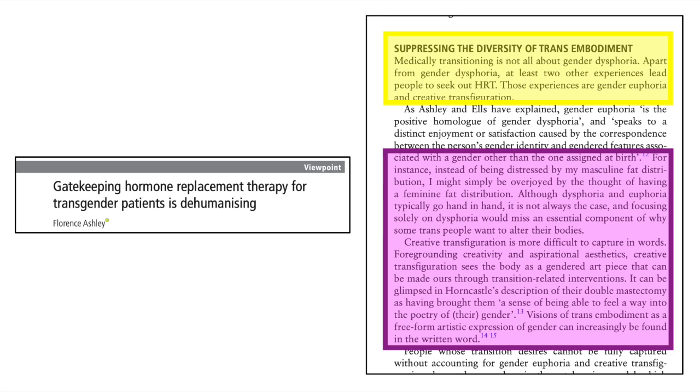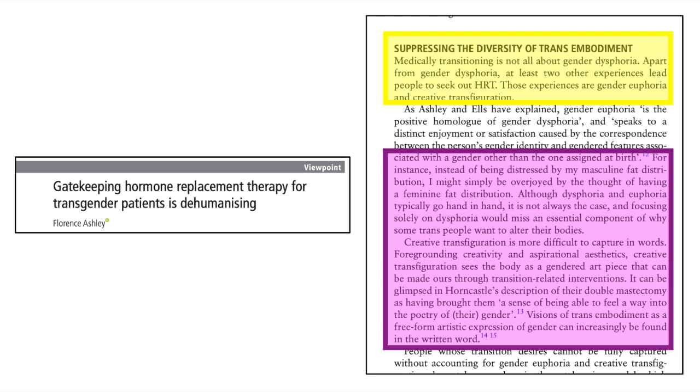Okay, so this comes from a paper called Gatekeeping Hormone Replacement Therapy for Transgender Patients is Dehumanizing. So Ashley thinks that these interventions should be provided without any kind of psychological assessments prior to their being provided to the youth. And I have here a couple highlighted passages that offer a glimpse of the approach. So in the yellow, you'll see that Ashley argues or claims that medically transitioning is not all about gender dysphoria.